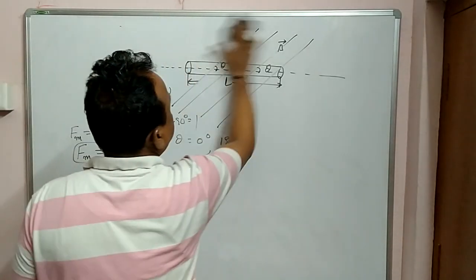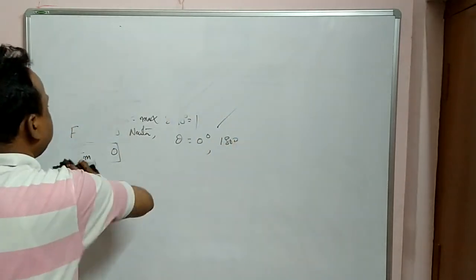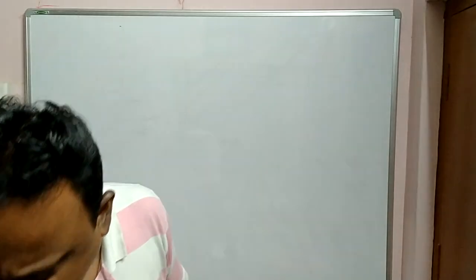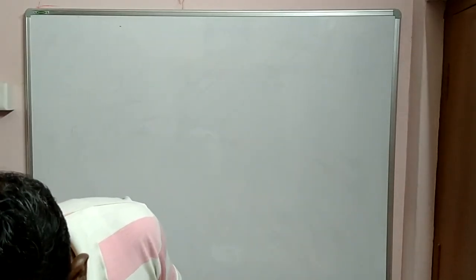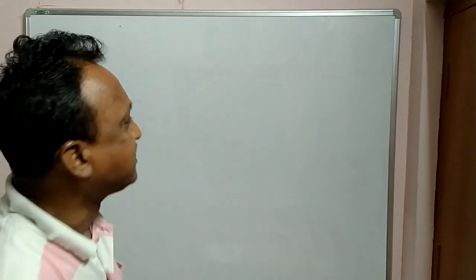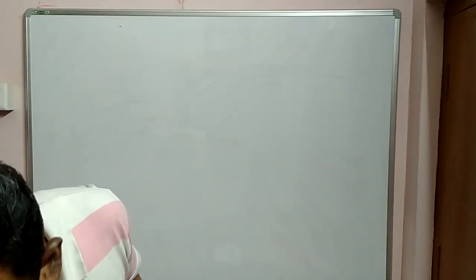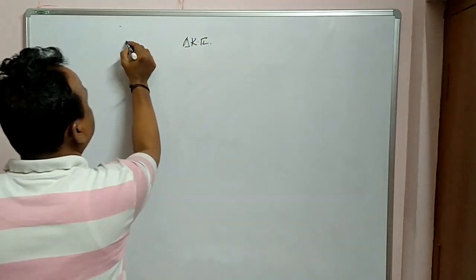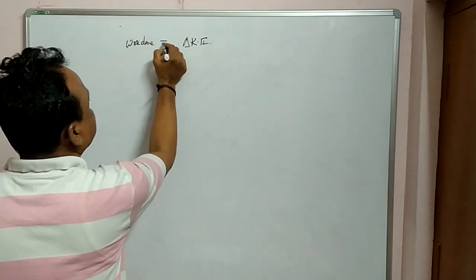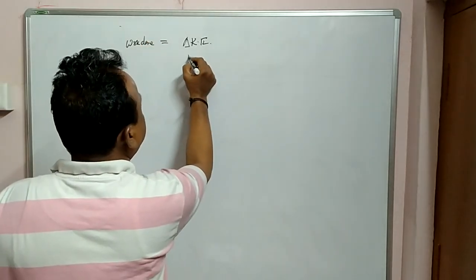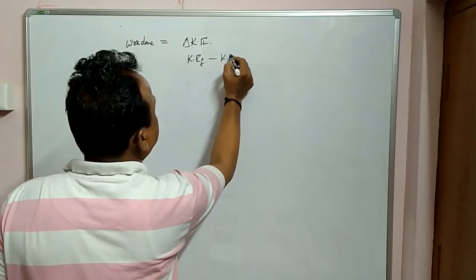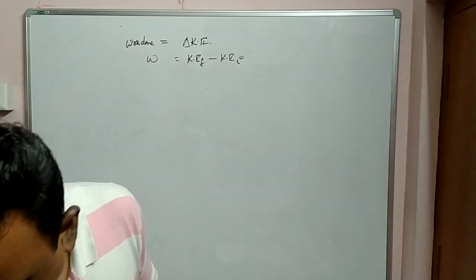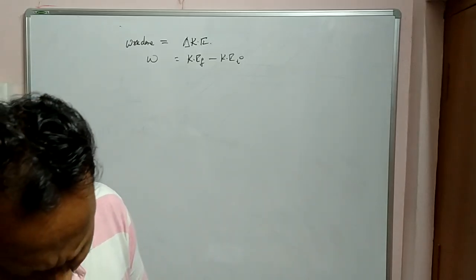Now let us go to the next topic in moving charges. Very easy chapter, but the concept is very important to understand. The next one is work done by magnetic force on a moving charge. Work done is nothing but the change in kinetic energy, delta K. That means final kinetic energy minus initial kinetic energy is equal to the work done.